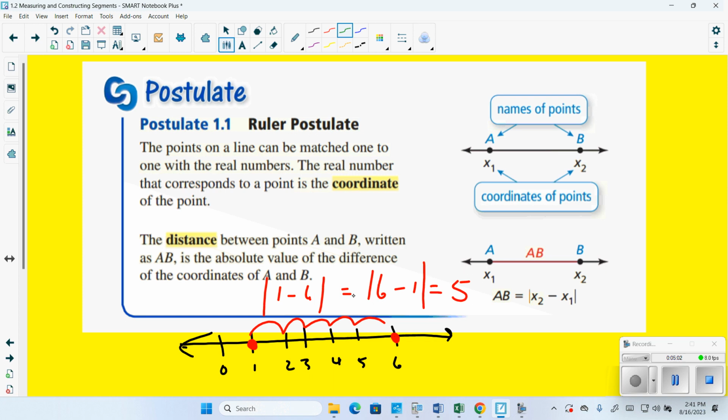Now, naming points. We've done this before, but naming points would be point A, point B. The coordinate of the point would be the number. So like the coordinates of the points would be 0 and 6.